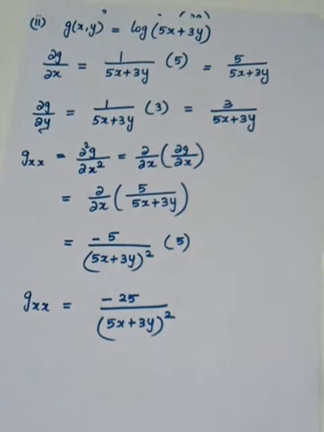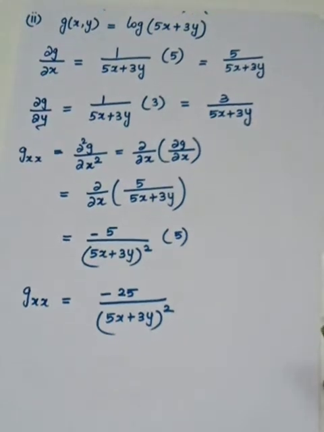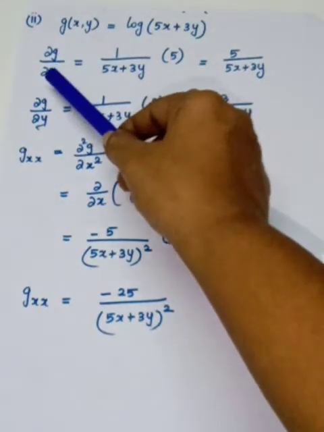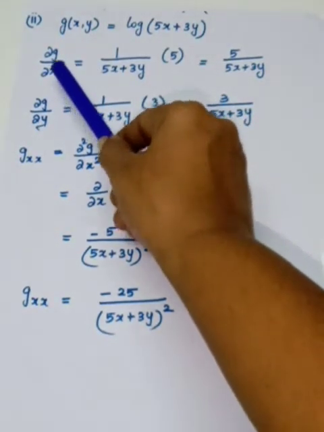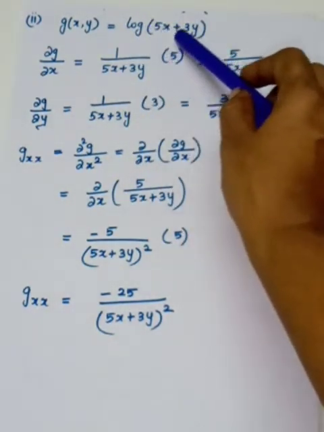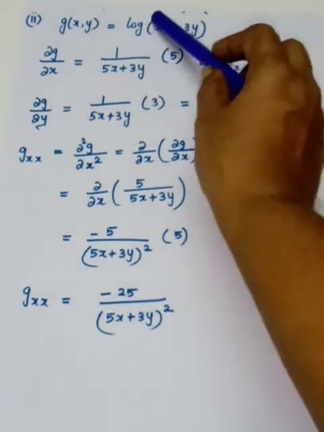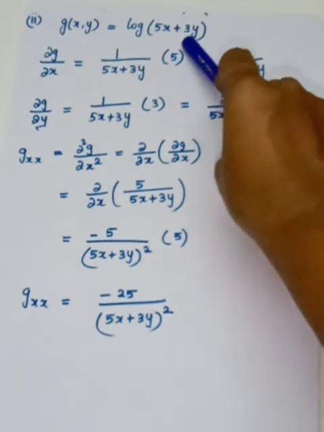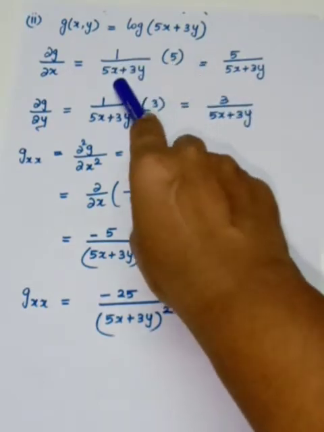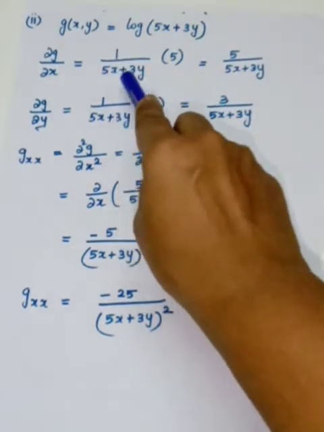the second subdivision. g of x comma y is equal to log of 5x plus 3y. Okay. What you have to do? First you have to find dou g by dou x. Okay. See that it is the logarithmic function. So the 5x plus 3y has to be kept as x. So it is in the form of log x. The differentiation of log x is 1 by x. So it is 1 by 5x plus 3y.